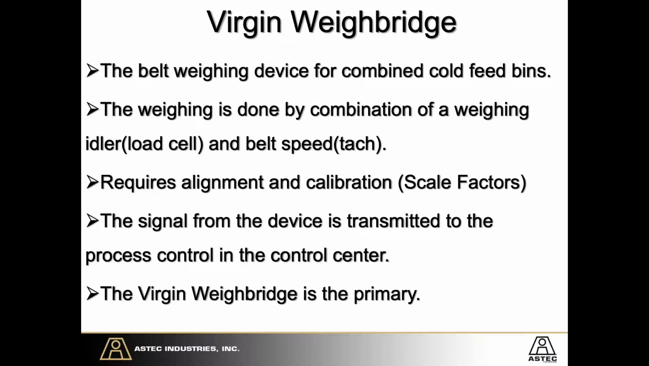The signal from this device is transmitted into the control room for the process control, and that's where that information is stored, and that's where that information is used for the job mix formula. The virgin weigh belt is the primary scale on the plant. It is the primary scale. All other scales follow it.